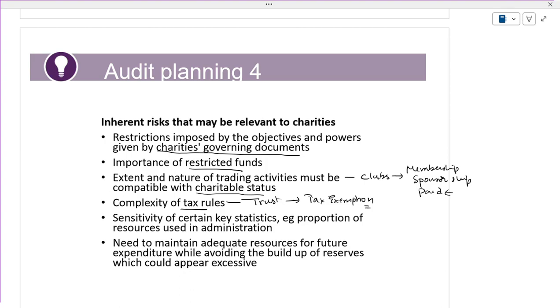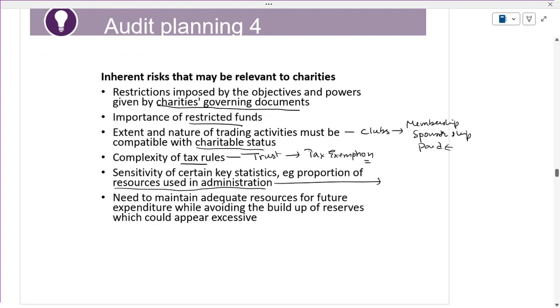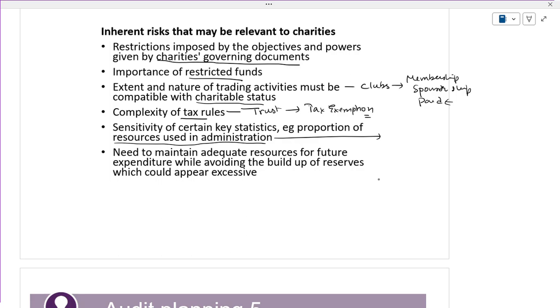Sensitivity of key strategies, the proportion of resources used in administration. What happens? See, most of the voluntary organizations are represented by well-known people in the society. Sometimes they will work voluntarily. They're not full-time people. They are working on a part-time basis. Need to maintain resources for future expenditure while avoiding the buildup of reserves which could appear excessive.